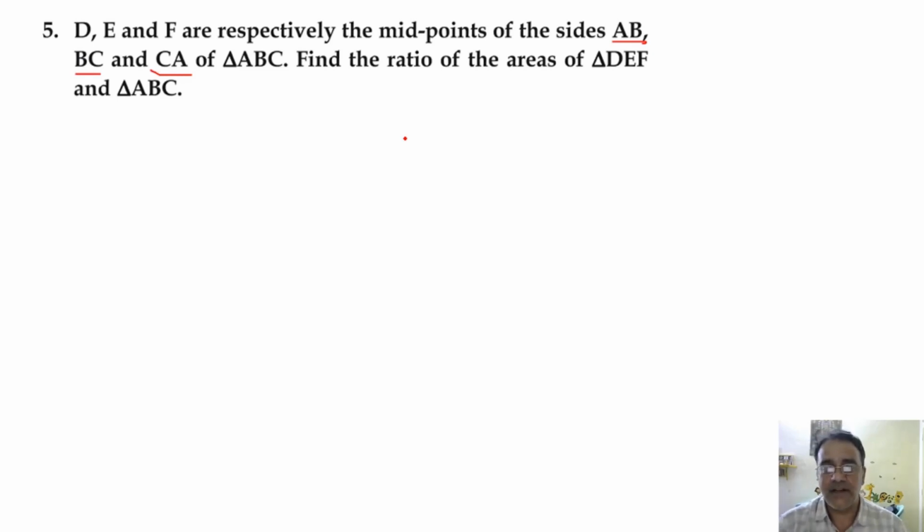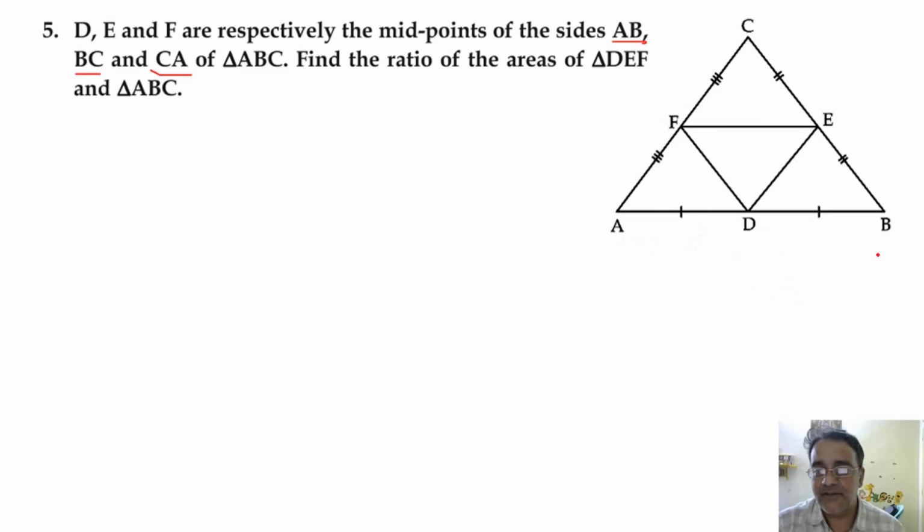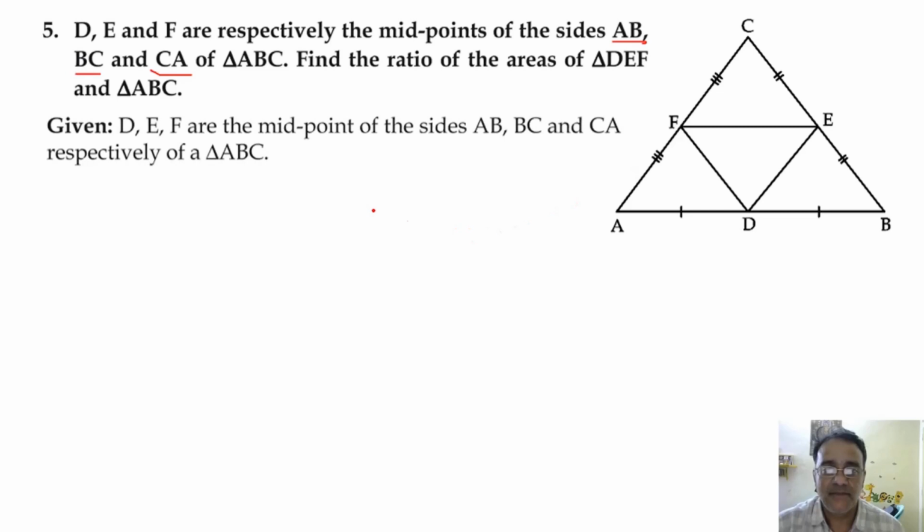If you remember, in the regular class I explained the same question with two methods. The second method, all of you said, is very easy. That is the only one I am going to explain once again here. See, D is the midpoint of AB, E is the midpoint of BC, and F is the midpoint of AC. Now, if you apply the midpoint theorem: the line joining the midpoints of any two sides of a triangle is parallel to the third side and half of it.